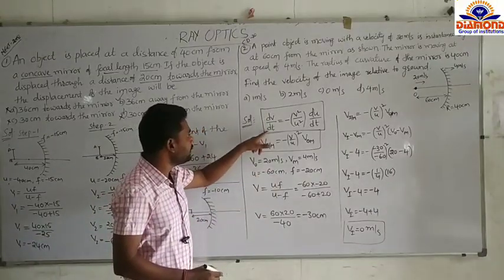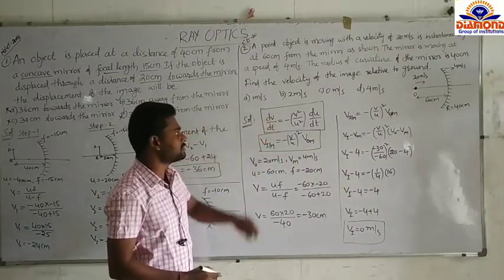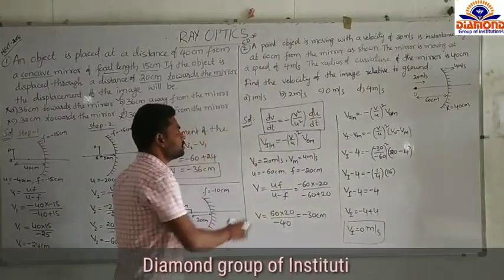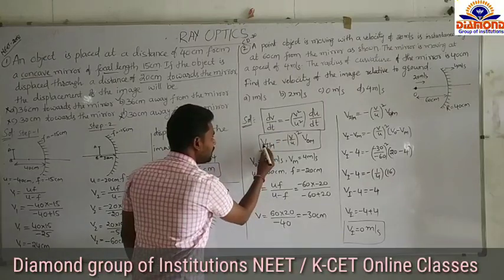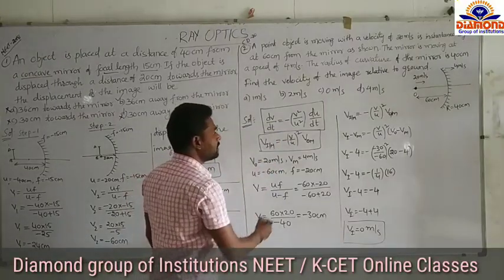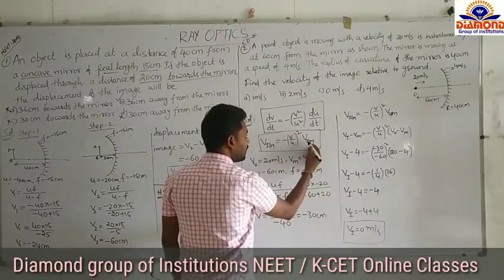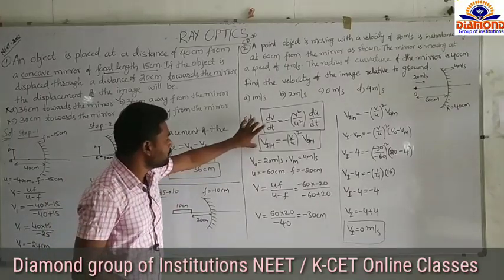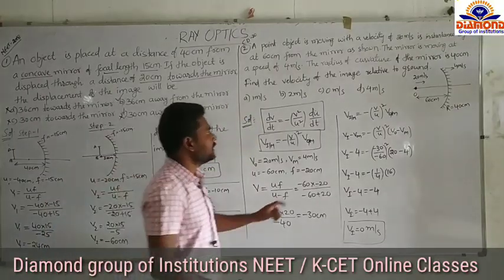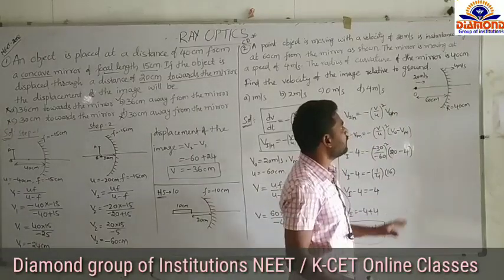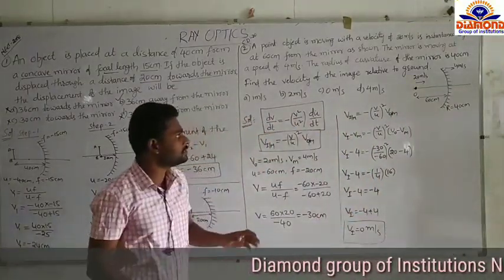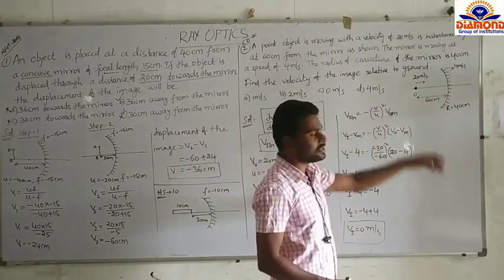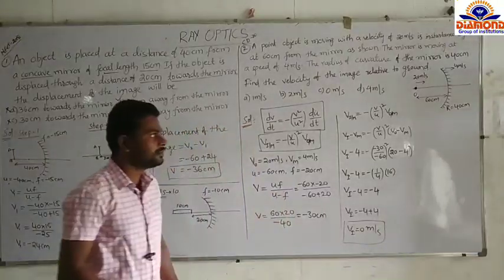So dv/dt is the rate of change of image distance, and du/dt is the rate of change of object distance. Now dv/dt is the velocity of the image with respect to the mirror, and du/dt is the velocity of the object with respect to the mirror. This is the formula we will use. Next, whatever the given data, I am writing here: the given object velocity is 20 meters per second. Here I am not taking the unit vector, because both are moving along the x-axis only, in the same direction, so we are not considering unit vectors.